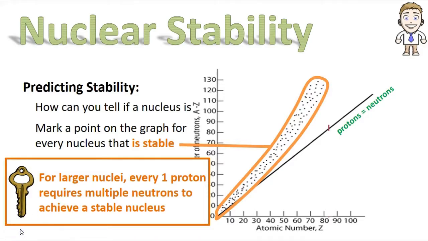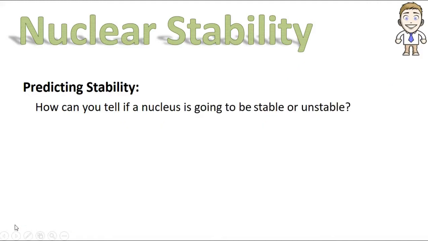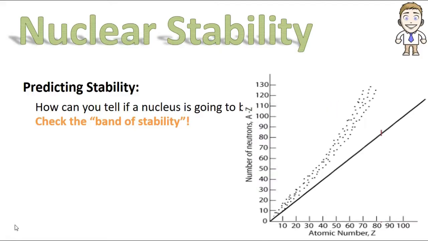We should also mention that this region where all the stable nuclei can be found has a name. It's a very fitting name. We call it the band of stability. Let's end by returning to the original question. How can you tell if a nucleus will be stable or unstable? Simple answer, just check the band of stability. If it lies within that band, then yeah, it's probably going to be stable.